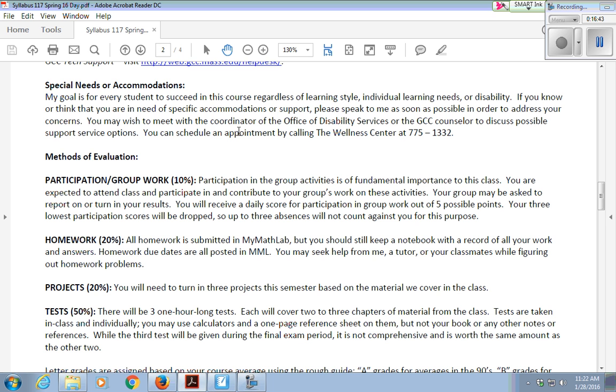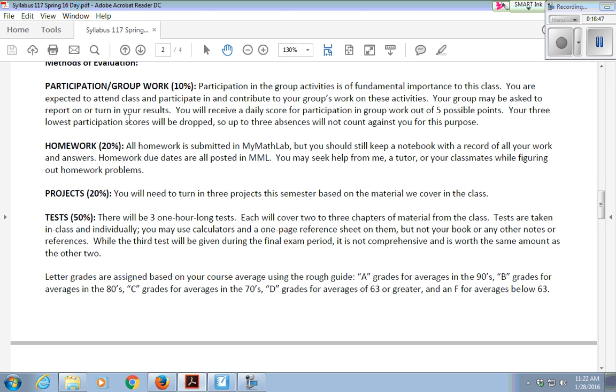And then your grade for the class is going to be based on participation and group work, homework, projects, and tests. Tests are 50% of your grade. There are going to be 3 tests over the semester. There is not a final cumulative exam. It's just a 3rd test, but we take it during the final exam block. So just 3 tests, and then there's going to be 3 projects. I'll give you the first project a little later today, and we'll talk about it.